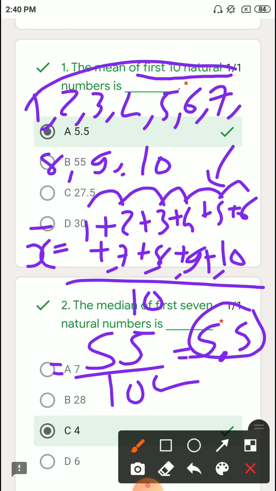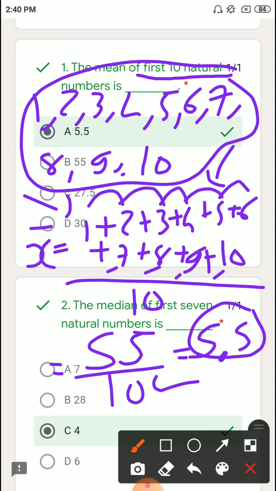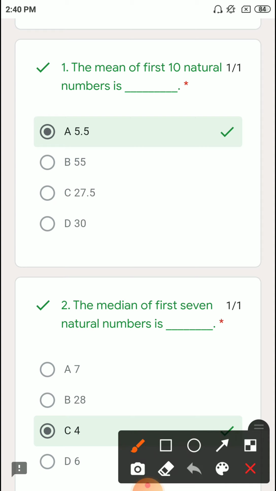So first of all, we need to write these 10 natural numbers, 1 2 3 4 5 6 7 8 9 10. After that, if we want to find the mean, then we need to find the addition of all these numbers, 1 plus 2 plus 3 plus 4 plus 5 plus 6 plus 7 plus 8 plus 9 plus 10 in numerator, and in denominator total number of observations. So total how many numbers we have here? 10 numbers, so divided by 10. Now here addition is 55 divided by 10. So 55 divided by 10 is 5.5. Okay, so our option A is correct.